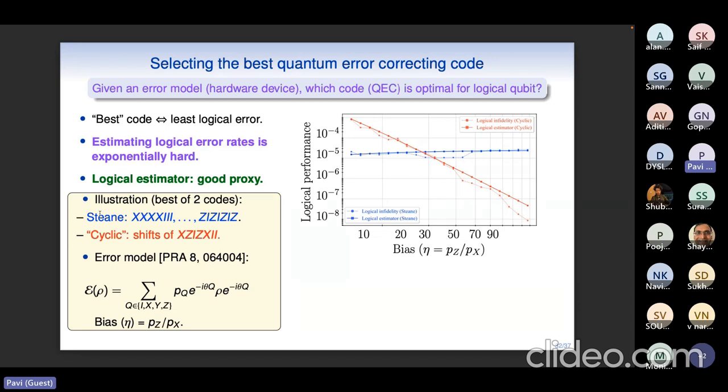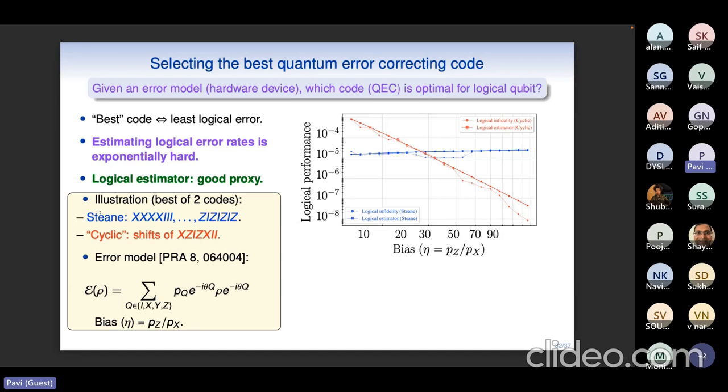It is a very time intensive process to get this information. Now, what it reveals in the dash plot is that depending on the value of the bias in the device, some parameter that tells me the relative probabilities of Z-type and X-type errors, one scheme is better than the other. In other words, at low bias, which is low values of eta here, the steam recommendation is better because it has a lower logical error rate. At high values of the bias, the cyclic recommendation is better because that has a low logical error rate. Now, this information is crucial because if we didn't know that, we are basically suboptimally using our resources.